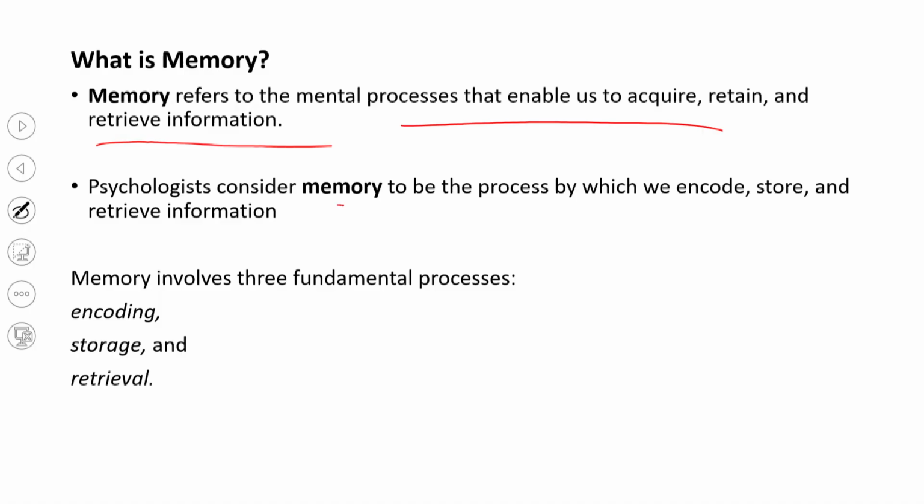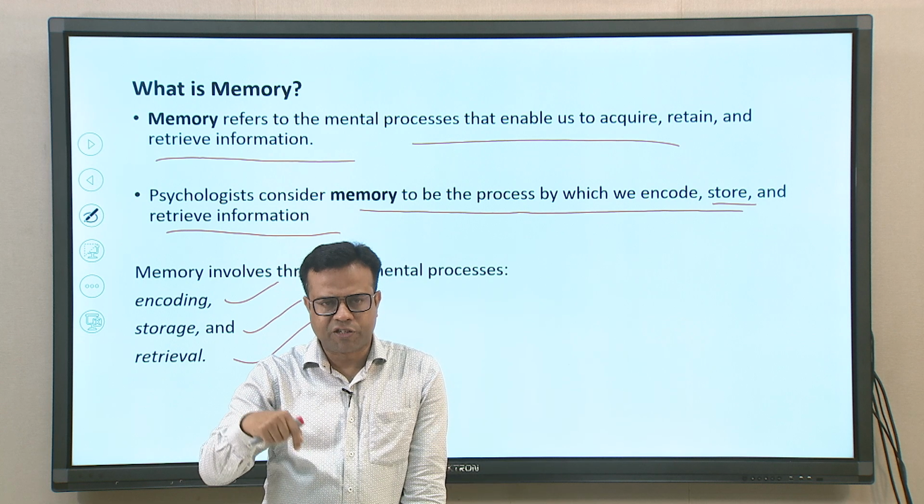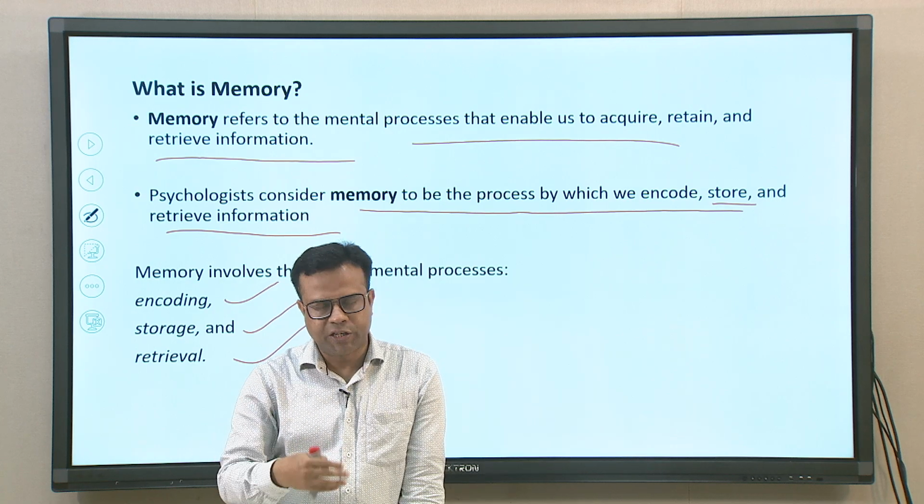Psychologists consider memory to be the process by which we encode, store and retrieve. We can use more technical terms: encoding means acquiring, storing means retaining, and retrieving means retrieving information. So memory involves these three processes: encoding, storage and retrieval. Collectively we call these three processes memory. Let us look into each of these three aspects: what is encoding, what is storage and what is retrieval.